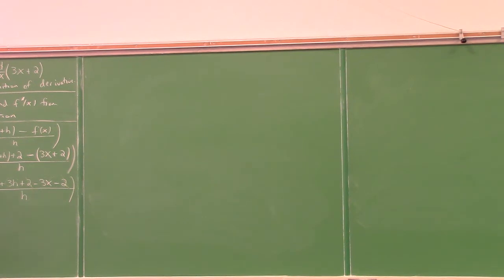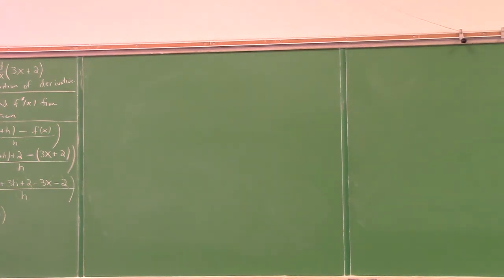So that is the limit as h goes to 0 of 3. And then by properties of limits, that's equal to 3. So this would be how to calculate the derivative of 3x plus 2 from the limiting definition. All right? So in your mission 3, I had some questions like that.